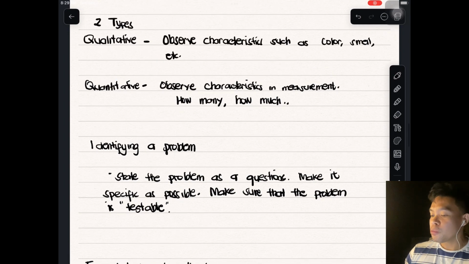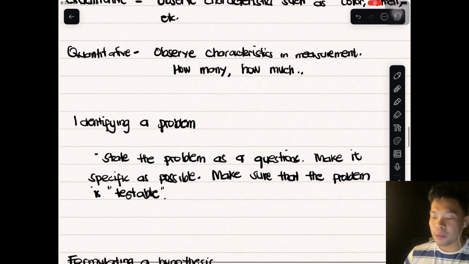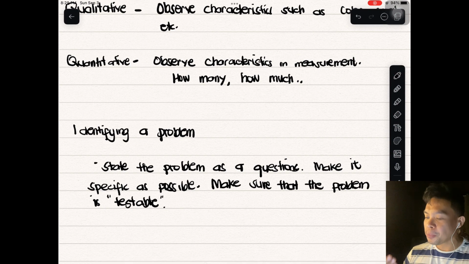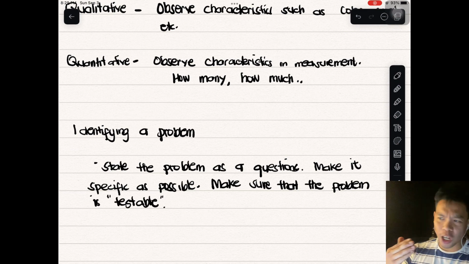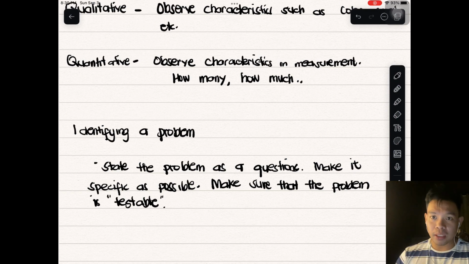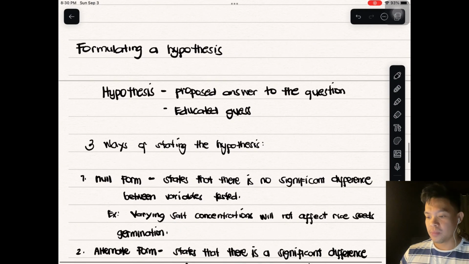After knowing or observing, we need to identify a problem. In identifying a problem, we need to state the problem as a question. We make it as specific as possible. Make sure that your problem is testable. It can be done by a simple or complex scientific method or an experiment in order to prove your hypothesis.